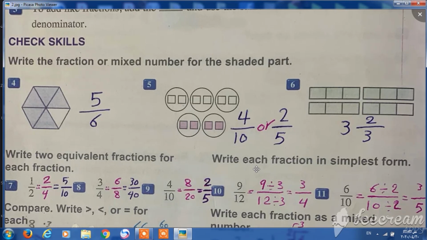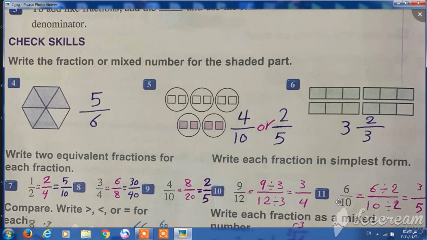From there, write each fraction in simplest form. We have 9 over 12. We said that for the simplest form you find a common factor between 9 and 12 from the list of multiples. From there we have 9 and 12. Which number can I divide both of them by? We can divide by 3. 9 divided by 3 equals 3 and 12 divided by 3 equals 4.